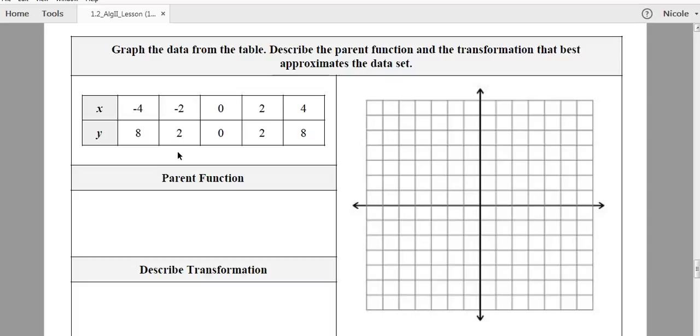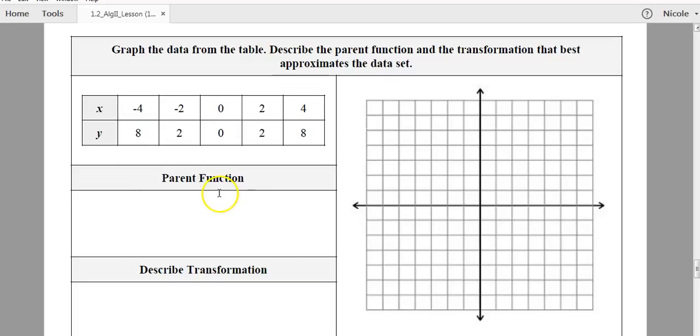Also, just so you know, the more data points that we plot each time, the more accurate our graph will be, and it will be much easier to identify the parent function which fits the data we are given in the table. Just keep that in mind.